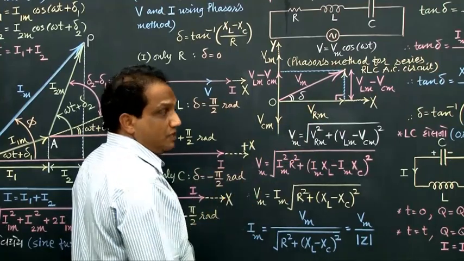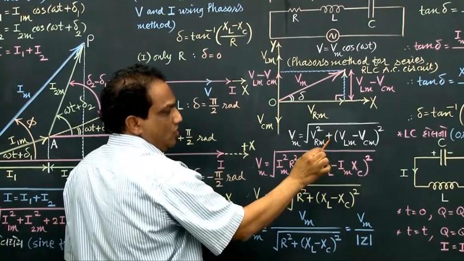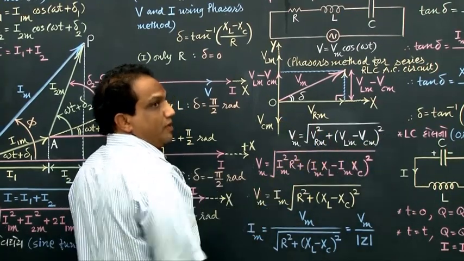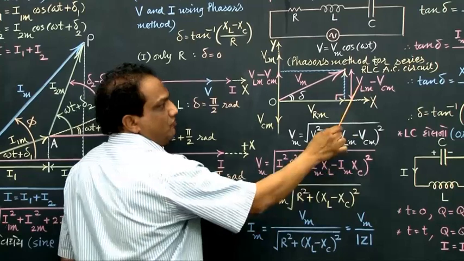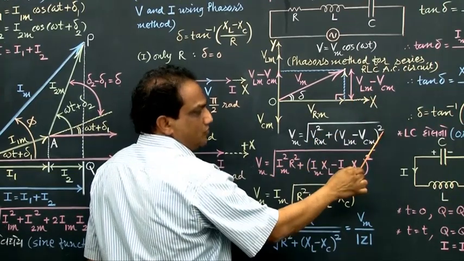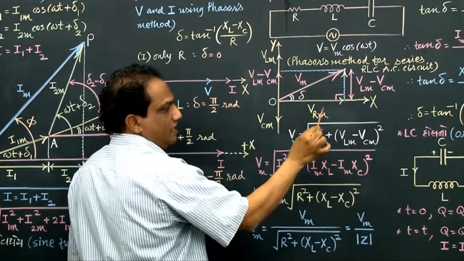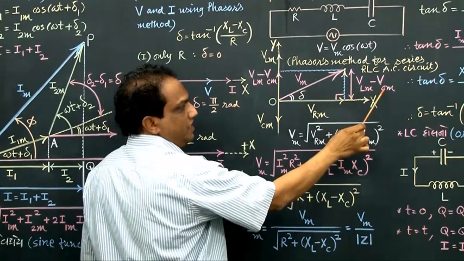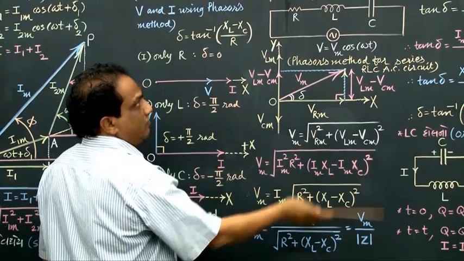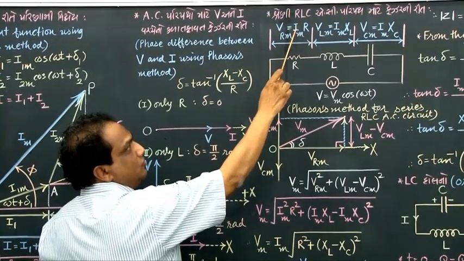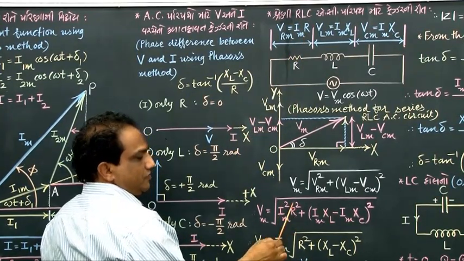According to Pythagoras theorem, the measurement of hypotenuse will be equal to the square root of the summation of squares of the remaining two perpendicular sides, that is under root of VRM square plus (VLM minus VCM) whole square. Again, Vm will be equal to under root of VRM square plus (VLM minus VCM) whole square. What is VRM square from here? Square of this will be equal to square of this. Im square R square, correct?